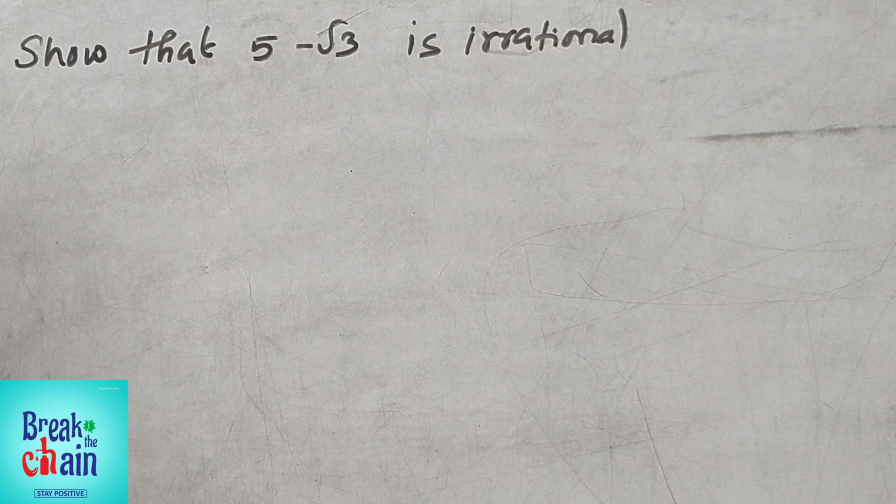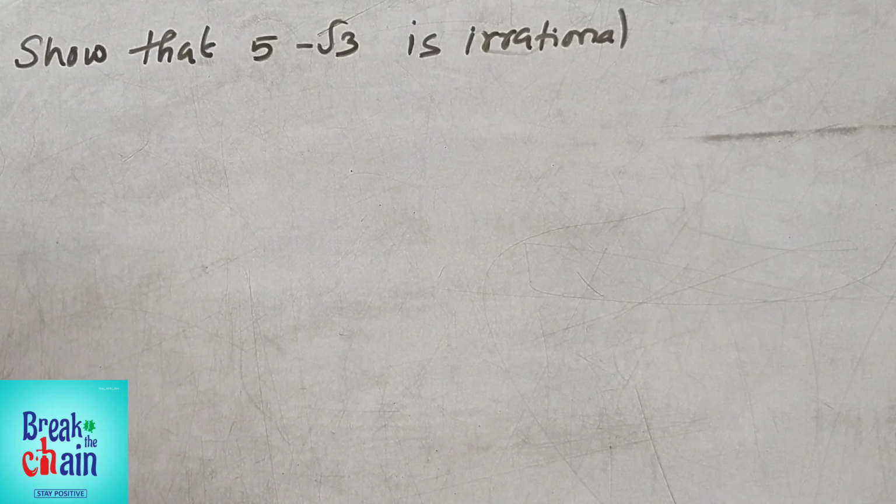Sometimes the questions may be asked directly, that is, show that 5 minus root 3 is irrational. That time, depending upon the marks you have to write. If this question is asked as a 2-mark question, then there is no need of proving root 3 to be irrational. But if the question is asked as a 4-mark question, then first you have to prove that root 3 is irrational and hence you have to prove that 5 minus root 3 is irrational. Here we have already discussed how to prove root 2 and root 5 to be irrational. The same method you can use to prove that root 3 is irrational. So I am not going to do that. Here directly we can prove that 5 minus root 3 is irrational.